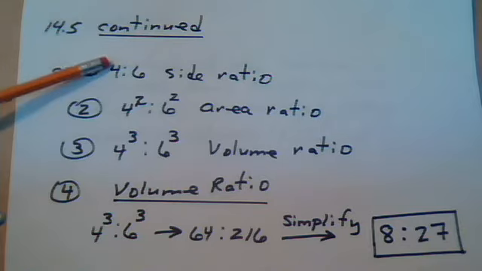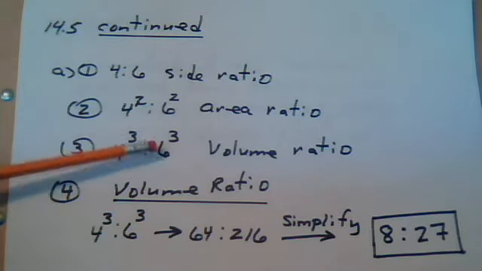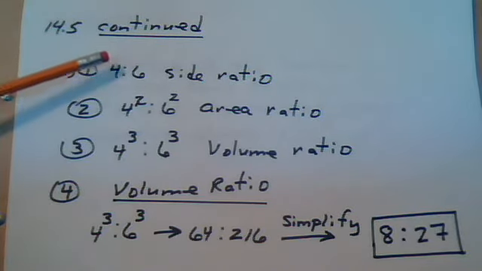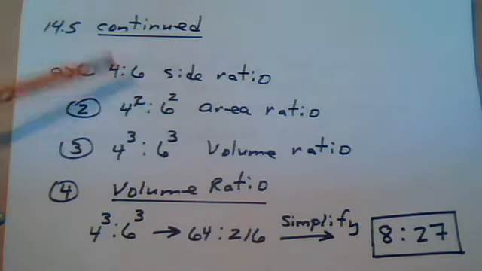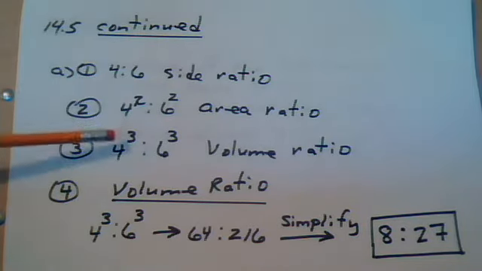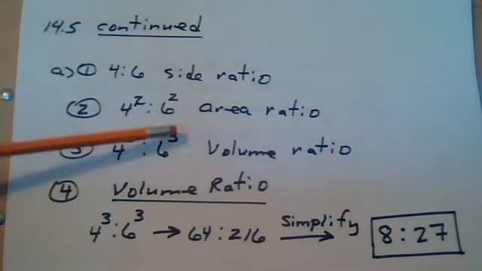Notice the ratio, 4 to 6. If you're comparing lengths, it's a ratio 4 to 6. If you're comparing areas, raise that ratio, each of these numbers, to the second power. If you're comparing volumes, raise that ratio, each of these numbers, to the third power.